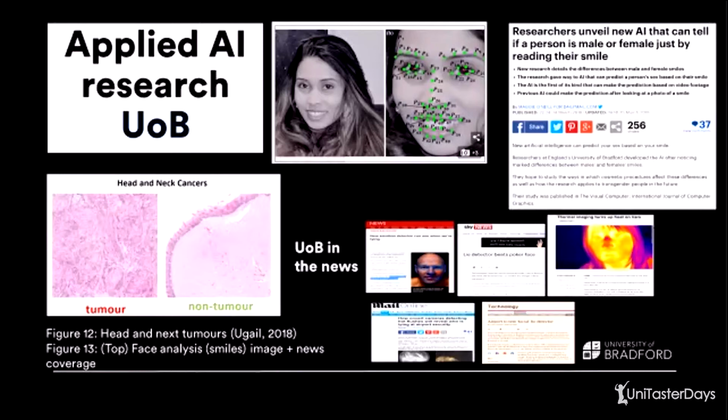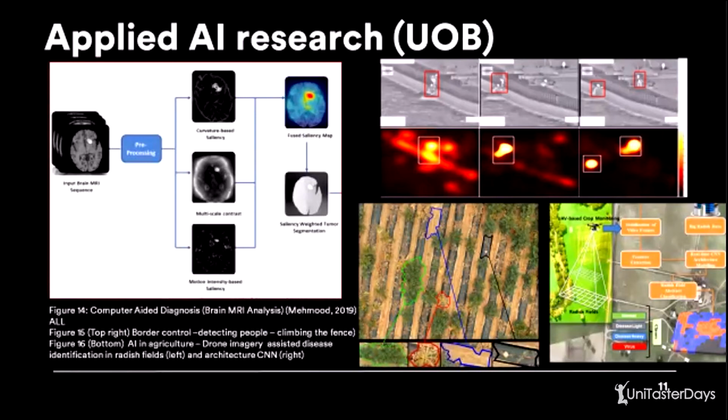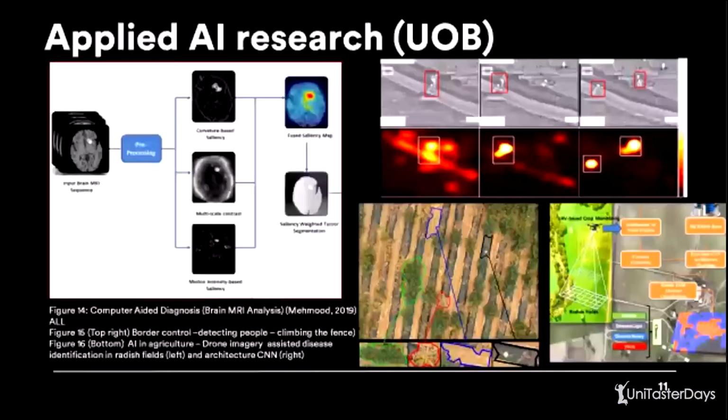Next, what we have is from my colleague, Dr. Irfan Mahmood. He has looked at computer-aided diagnosis and brain MRIs. Now, these will normally go to the doctor. Dr. Irfan has used AI models to look at the curvature, the edges, the motion intensity, the color contrast as well, and in that heat map, you can see that red section, which shows the abnormality in that brain. And the second example is border control. You've got fences, people climbing over fences. The heat map is obviously identifying a person there.